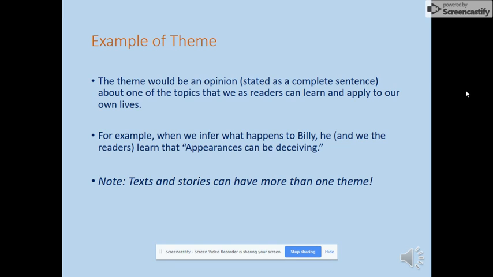Texts and stories can have more than one theme. There can be multiple themes for a story. You just need to be able to prove your theme with evidence from the text.